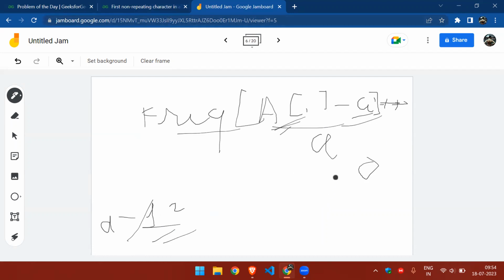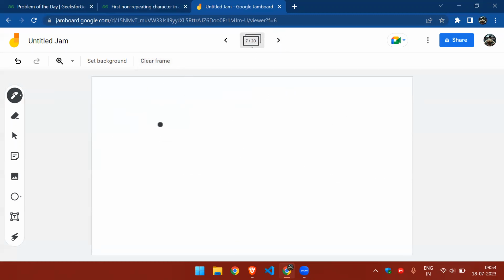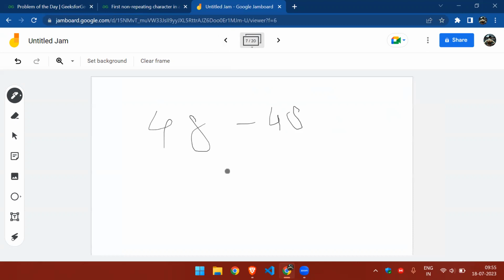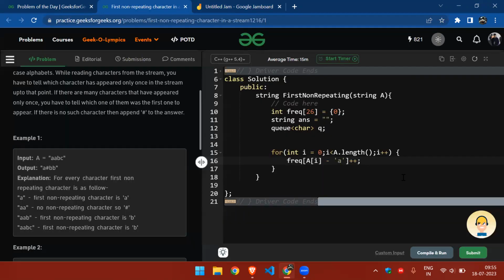And then B comes in. B minus A is 1. This subtraction is calculated on the basis of ASCII values. A's ASCII value is 48, and we are subtracting A again, so 48 minus 48 is 0. It's not A minus B, it's B minus A, which is actually 49 minus 48. So you have to remember ASCII values for that.